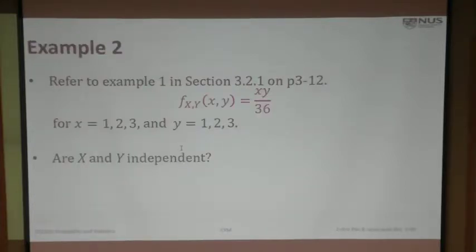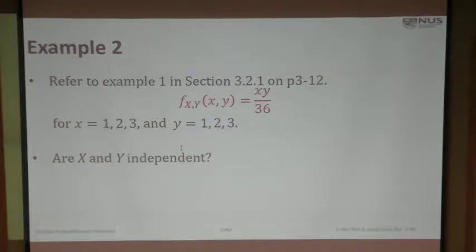Okay, example 2. So that's example 1 in section 3.2.1, which was the joint probability mass function of a pair of random variables x and y, which had the probability mass function xy over 36, where x can be 1, 2, 3, and y can be in the set 1, 2, 3. So there are 9 possible sample points. The question is, are x and y independent?